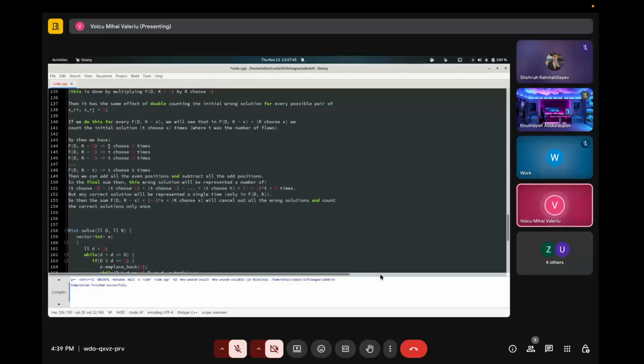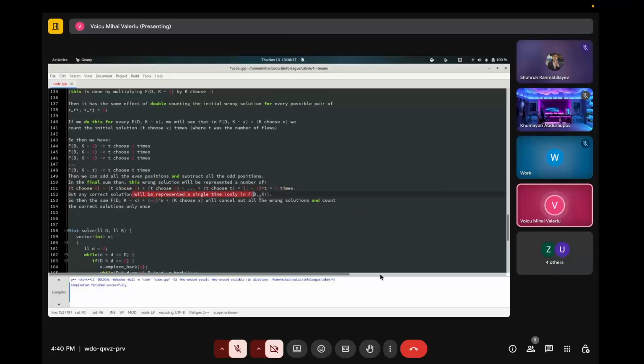We then think to add all the elements on the even indices and subtract all of those on the odd indices. When we do this, we notice that if t were greater than 1, we actually expressed the expansion of 1 minus 1 to the power of t, which is 0. So if we add all the values on the even positions, and subtract all of those on the odd positions, by the end, we will not have counted any wrong solution at all.